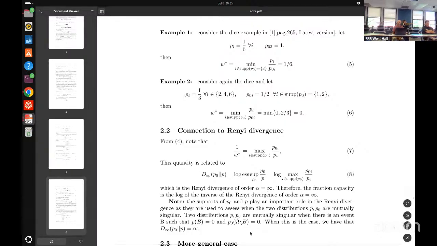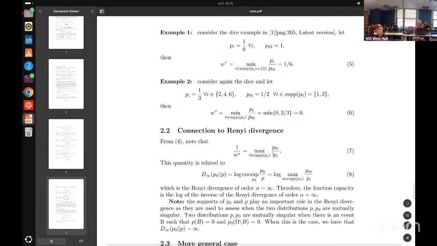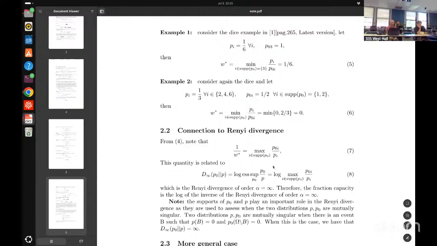Okay, so let me understand. So now I don't care that the maximum might have a p_i that is 0. Yeah, because then W star would be 0 anyway. So basically, this allows us to define orthogonality. It's the same way you define fraction capacity. In your fraction capacity, things are orthogonal if W is 0, is that correct? Right, because you don't have any components.